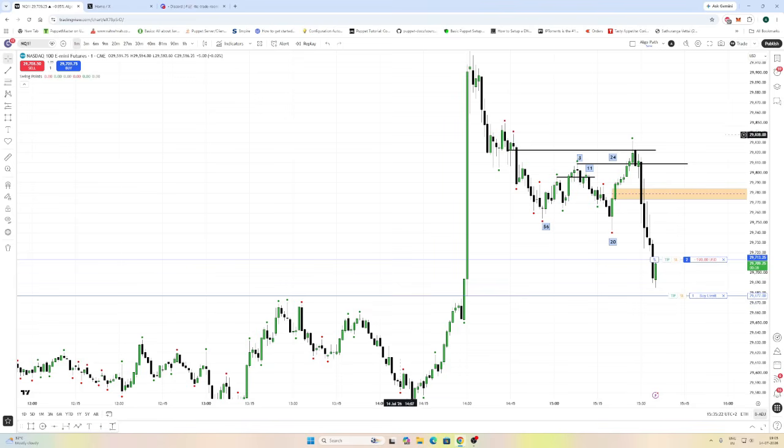So when you're in these big FVGs, your invalidation should be the break of the fair value gap. So wherever you enter here, it is not wrong. Okay. Trying to get the best entries, yes, you should do it, but practically it's not possible because this is how live trading works.